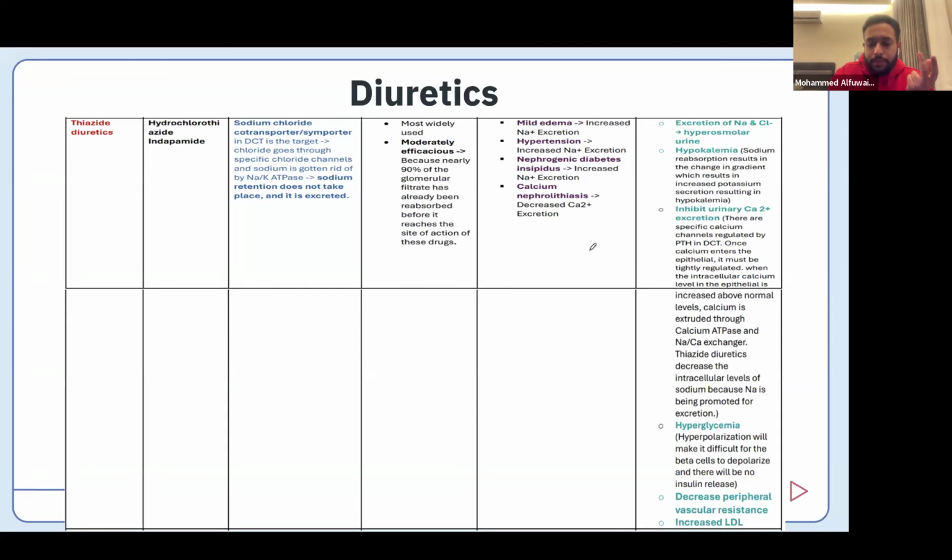Sodium chloride, where? Distal convoluted tubule, good. This is one of the cornerstone medications we use in hypertension. One of the best medications.